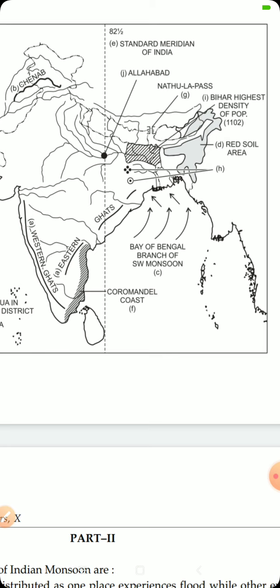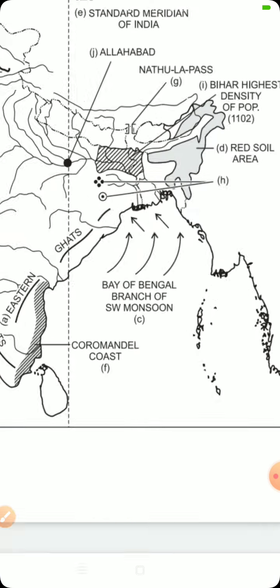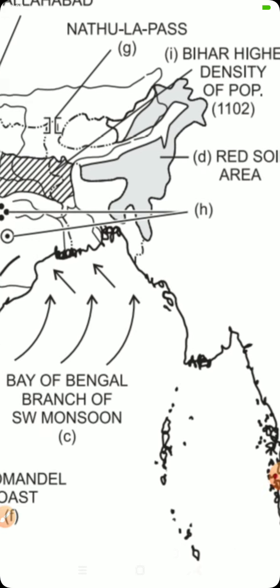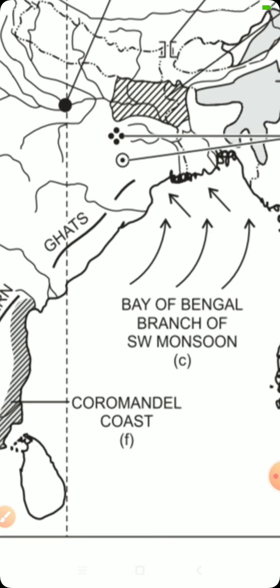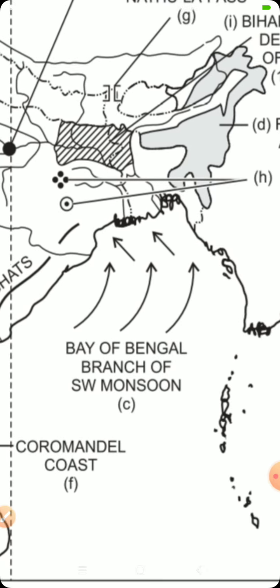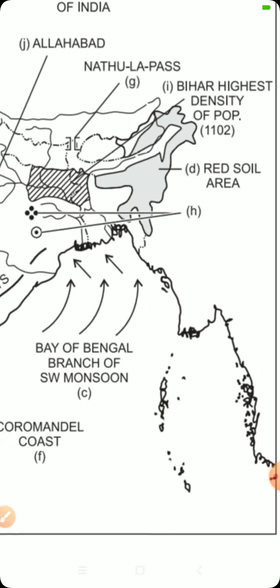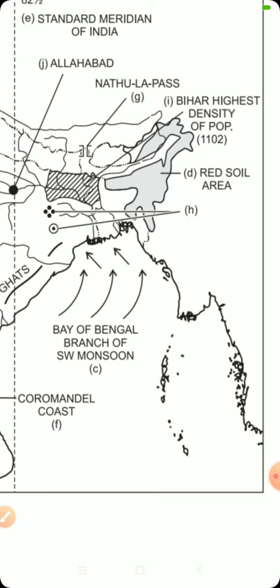After H, I. Where is I here? We have to see. And I is here, Bihar. Bihar is the highest density population, and how it is shaded, that you have to keep in mind. Okay, the shade is different for Coromandel coast, and the shade is different for Bihar highest density population. Don't do the same shading like this. Population by 2011, that is the February 2011 census.